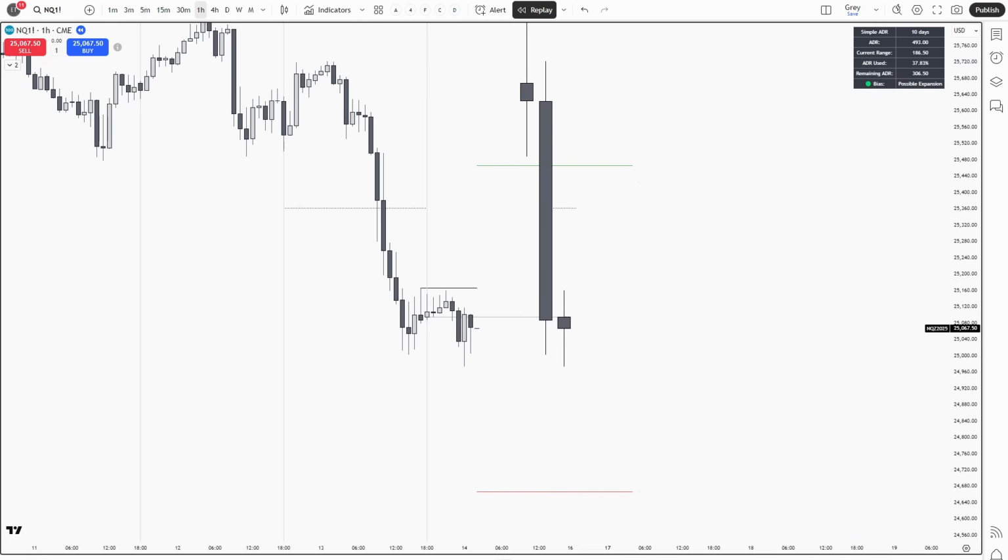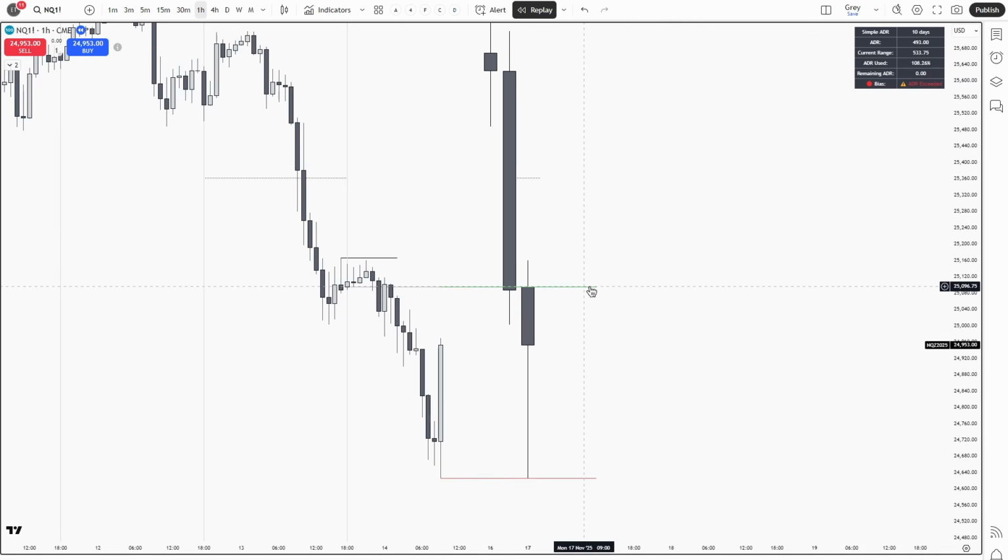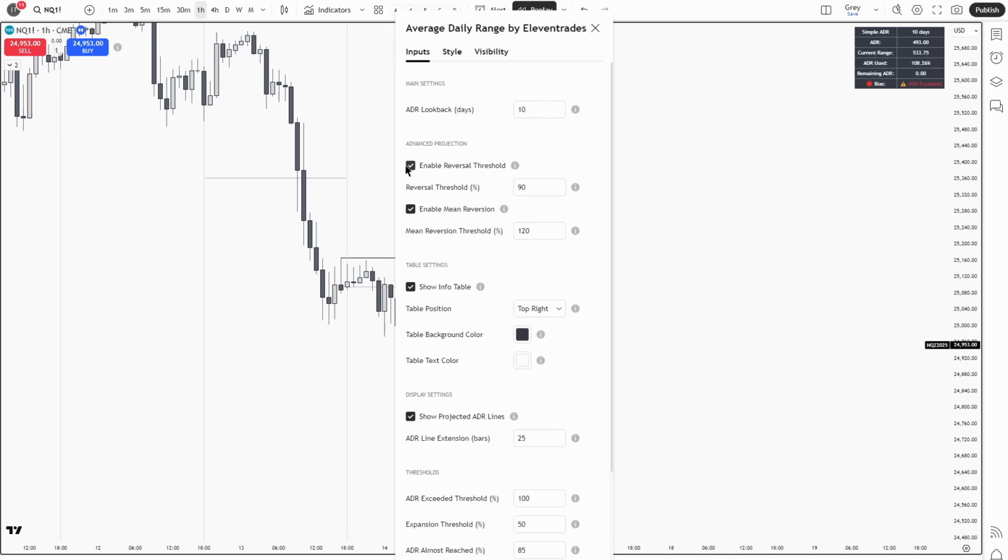So going into the newer session, as you can see, the price drew towards the ADR and it is now breached, and we have used 108% of the ADR, which is 533 points. So the ADR indicator automatically plots the line at the opening price of the candle. So it means that we have succeeded to manipulate at 9 a.m. So we are going to drop back to the opening price of the candle. So in these cases, you have to enable the reversal threshold if you are trading the reversal day.